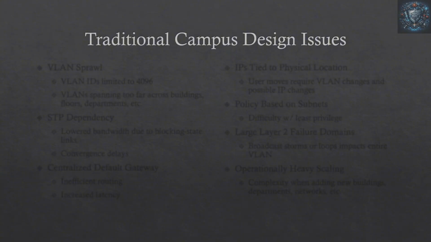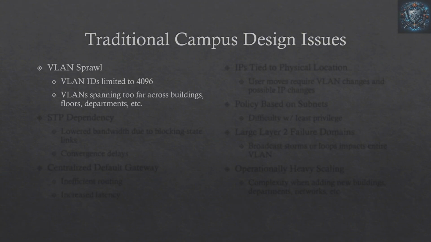Now, there are some issues with that traditional campus design. At the time when it was implemented, it actually was a great idea. But as modern networks expand and get more complex, those ideals that came around with that traditional architecture just don't really fit the bill anymore. Some of those issues are VLAN sprawl. With VLANs, our IDs are limited to 4,096. And when we start talking about spanning those VLANs across buildings, across floors, or across departments, we're just not really setting ourselves up for success when it comes to scalability.